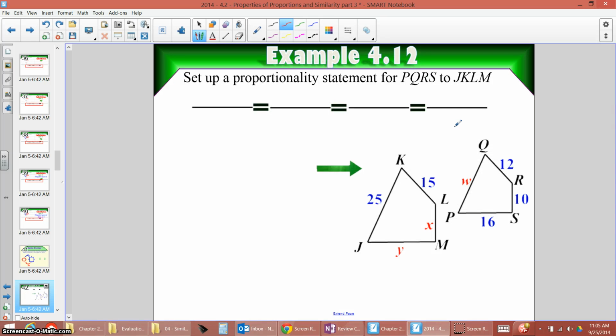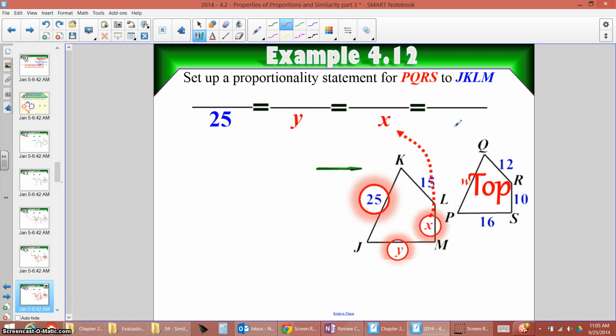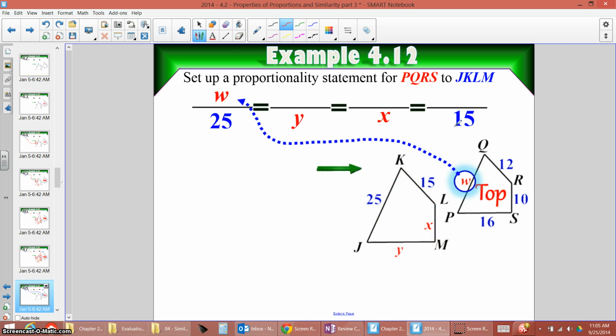So right here, I've got two different shapes. And I'm asking you to set up the proportionality statements. Personally, when I set these up, I like to go with all of the bottoms and then do all of the tops. So I find my bottom number, or whatever one I want to start with. Here's my bottoms, 25. I go around the triangle, 25, y, x, 15. I go over to my top and I find what corresponds to 25. Well, it's the W.